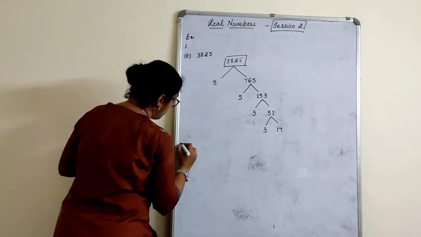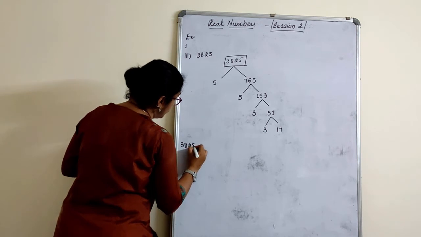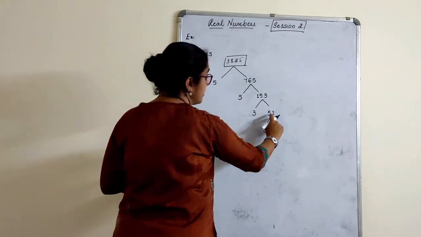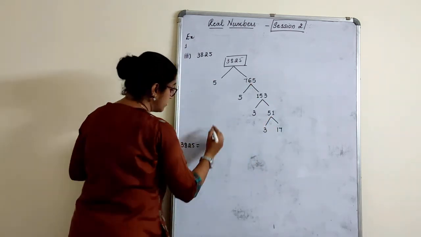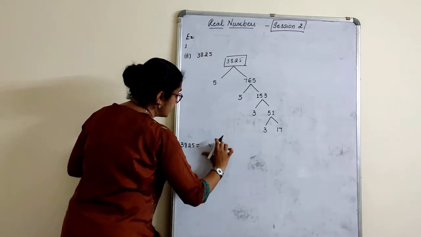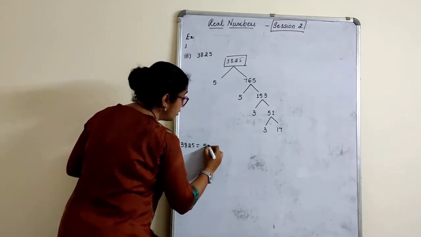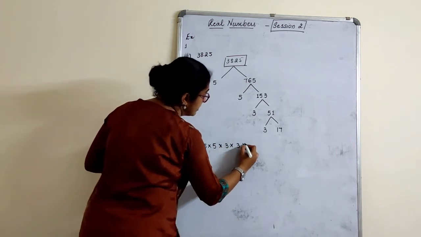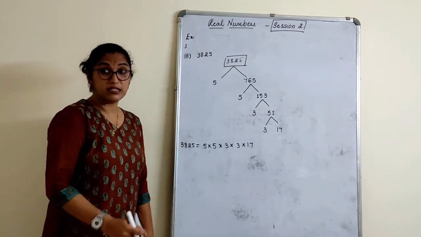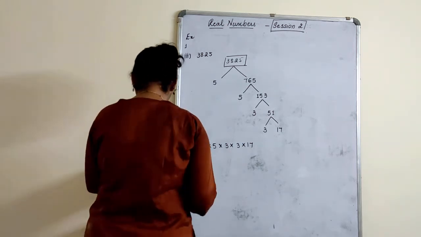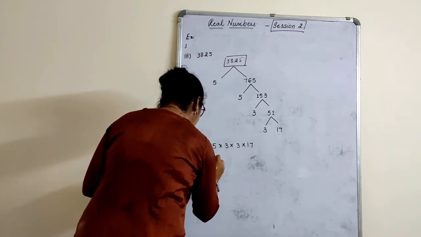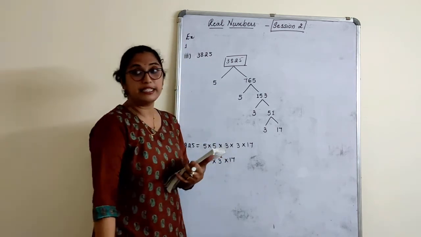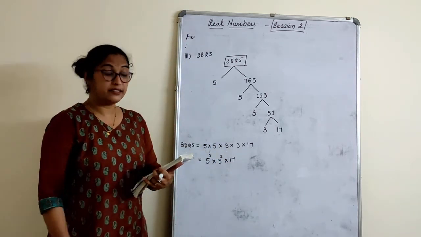So how do we write? 3825 can be written as, write all the prime factors only, children. Do not write the numbers which you get in the splitting part here. So, we'll start with 5. Only the factors they have asked: 5 into 5 into 3 into 3 into 17. These are the factors. It can also be written as 5 square into 3 square into 17. Right? This is how you represent the factors.